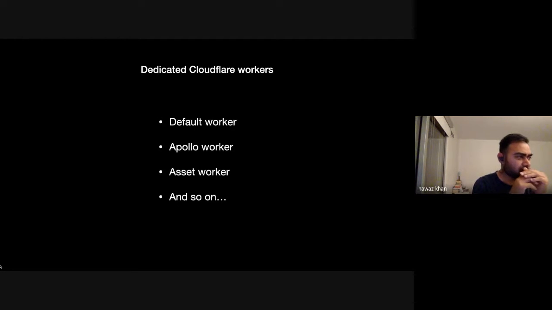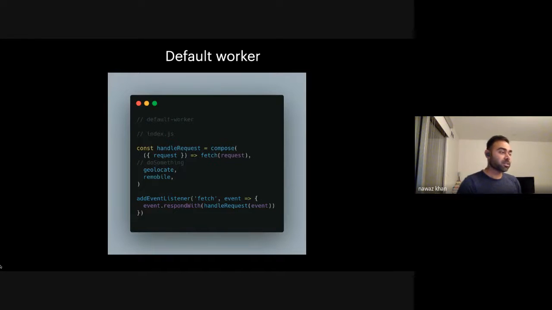And we created dedicated Cloudflare workers. When I say workers, it's basically just programmable logic. We can do certain things on the Cloudflare level. We had dedicated workers: a default worker, Apollo worker, asset worker, and so on. The Apollo worker handles all the GraphQL requests. The default worker handles all the incoming requests. And the asset worker manages things like images, videos, and things like that. So this is what it looks like.